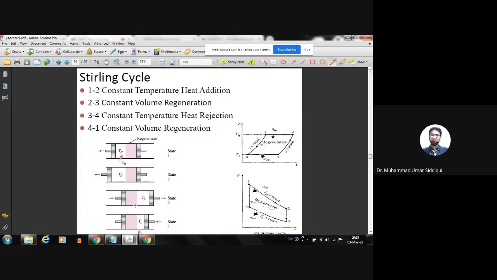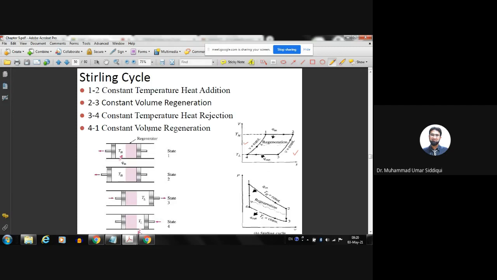For the Stirling cycle, we have two constant volume processes, and instead of having two isentropic processes, we have two isothermal processes. So the temperature is constant. So we have constant temperature heat addition, then constant volume regeneration, constant temperature heat rejection, and constant volume regeneration. One of the main things about these cycles is that the combustion process or the heat addition process occurs not in the cycle, but actually outside the cycle.